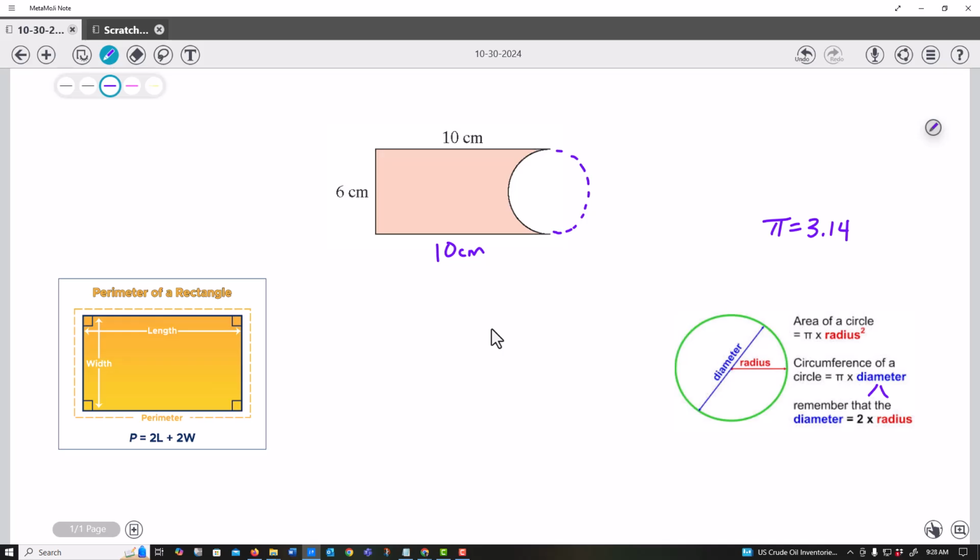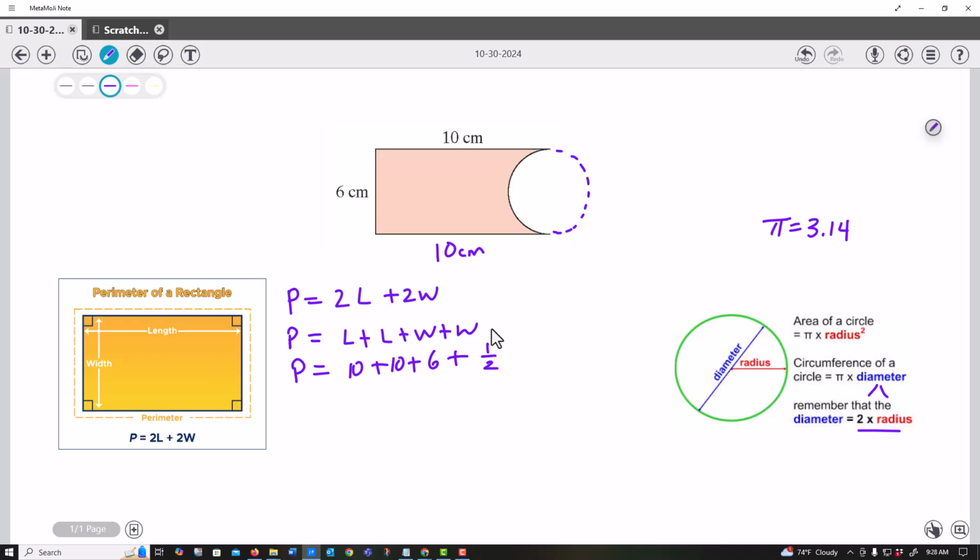So if I want to find the perimeter then of this rectangle, you can see this says 2 times the length plus 2 times the width, or that's the same thing as the length plus the length plus the width plus the width. I can see my length is 10 plus 10. This width is 6. So remember the circumference, but you have to be careful. In this case it is going to be half of this circle. So it's going to be 1/2.